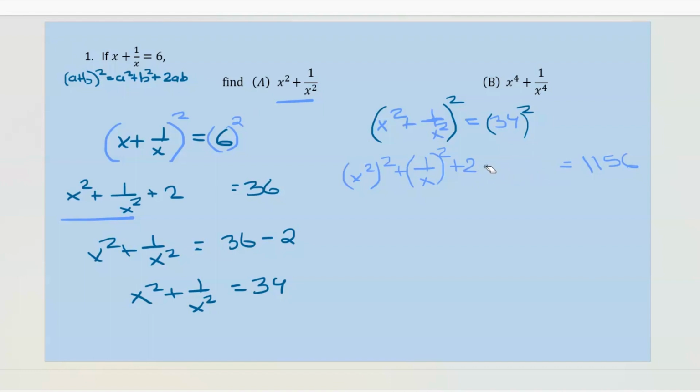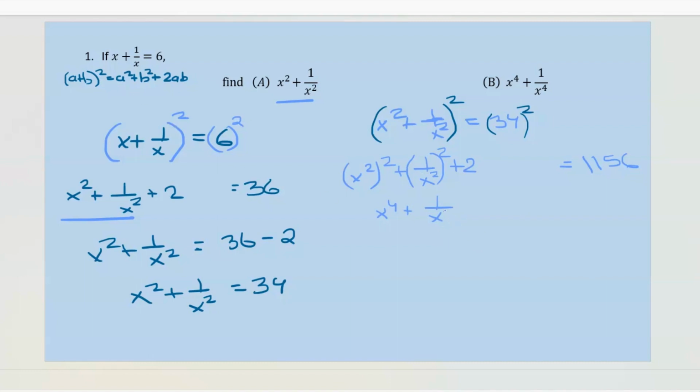2 times 1 is 2. Okay, and then here, x squared whole square is basically x to exponent of 2 times 2, which is going to be 4. Then here, 1 square is 1. Oh, okay, I made a mistake. Over here, it's 1 over x squared whole square. And then down here, it's x to exponent of 4. Okay, I made a mistake.